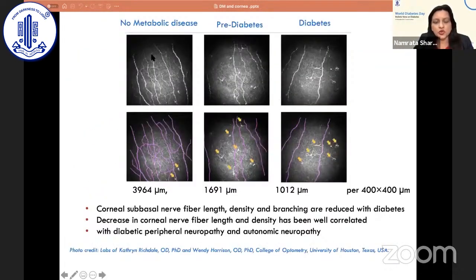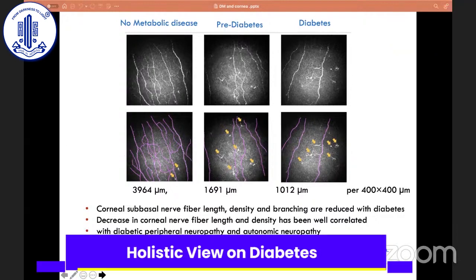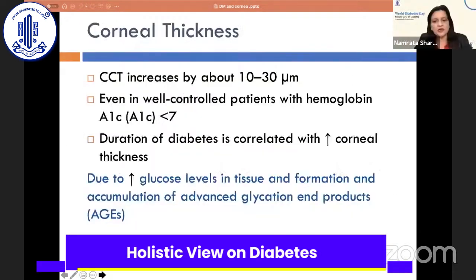Now, this is just to show how, when there is no metabolic disease, the nerve fibers will look like, and the density is quite high. But in pre-diabetics, this would decrease drastically. And in diabetes, there is a frank decrease of the nerve fibers. And the apoptotic keratocytes would increase in prediabetes and diabetes if you compare it with the state when there is no disease at all. So this is something where we could do research in future.